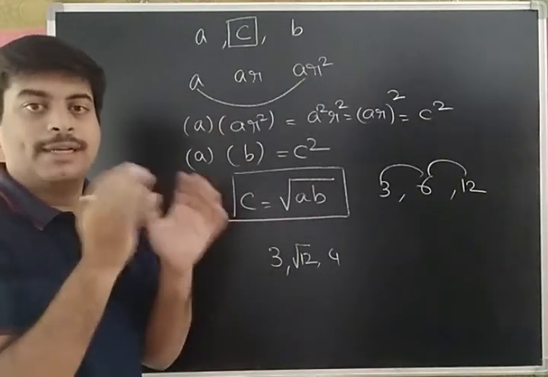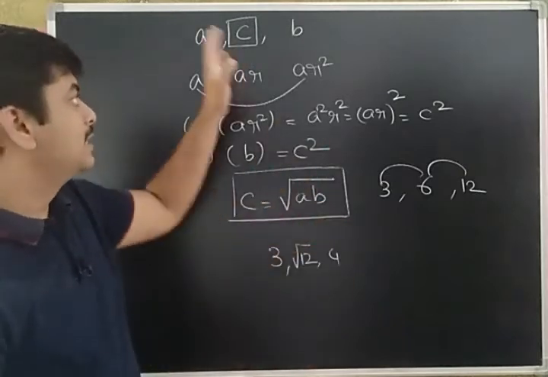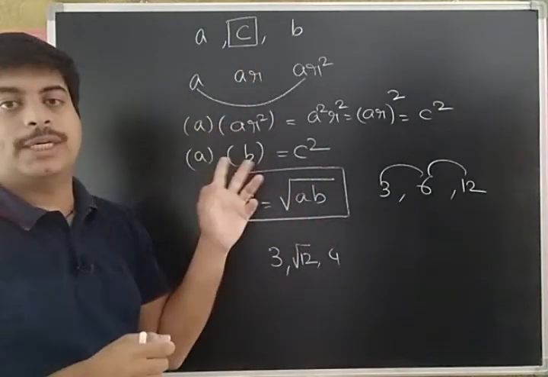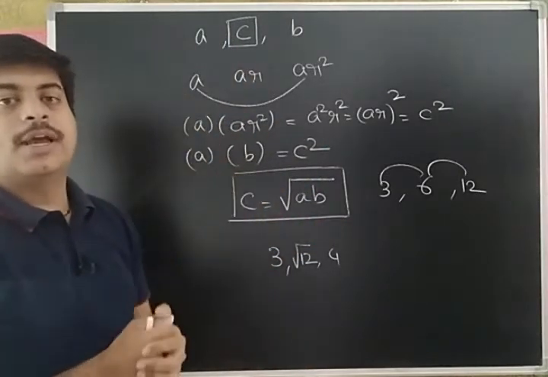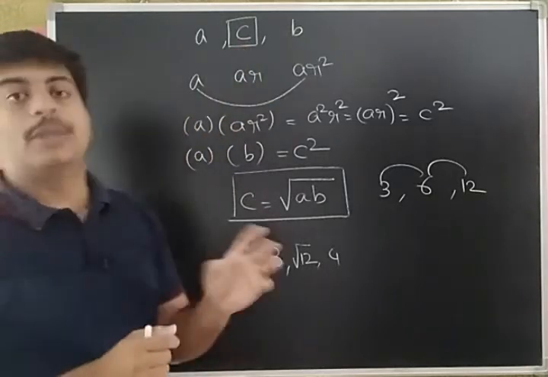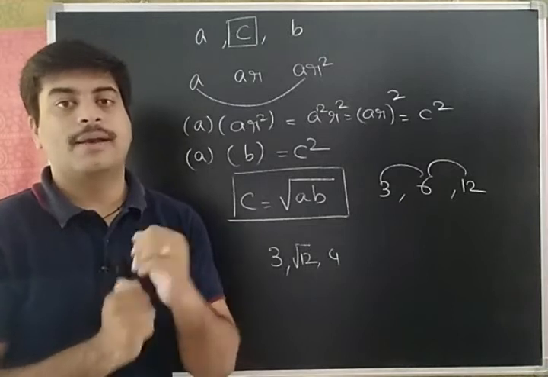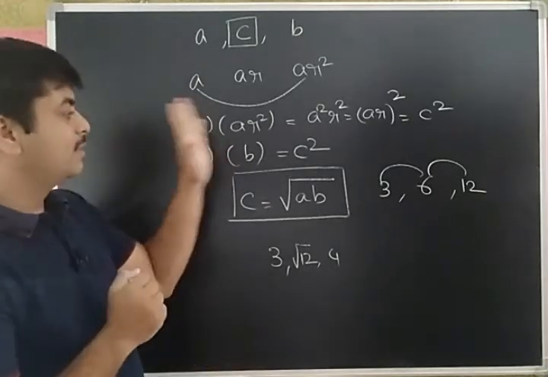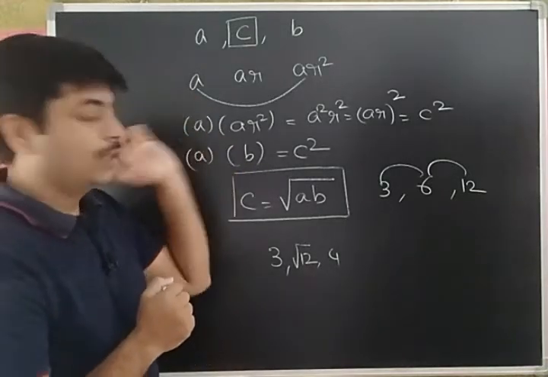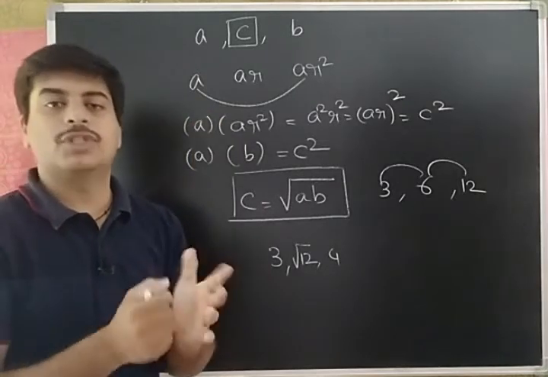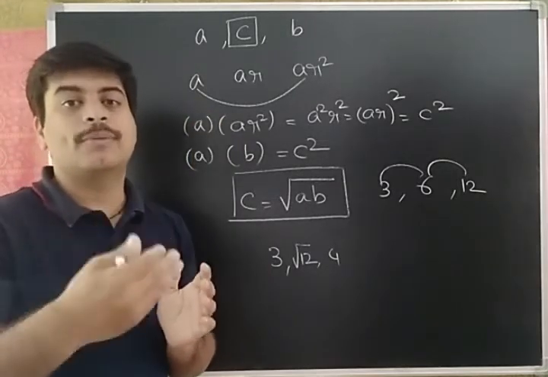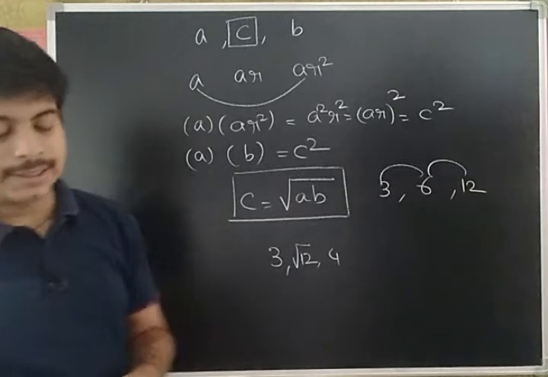So what is this geometric mean we are discussing? We need to insert one number between two given numbers so that all the three numbers will form a geometric progression. This is just a very simple idea of inserting only one geometric mean. But my question is how to insert n geometric means. So that one we'll discuss.